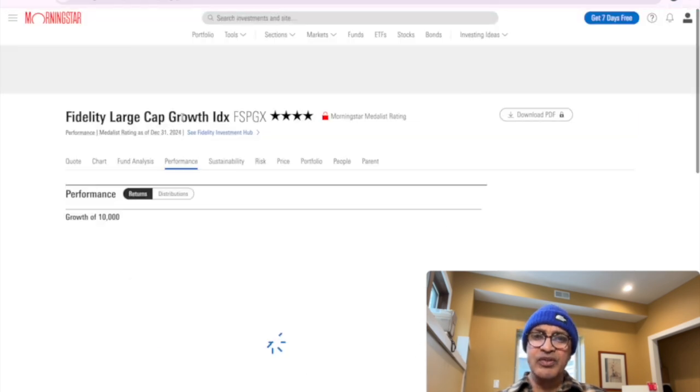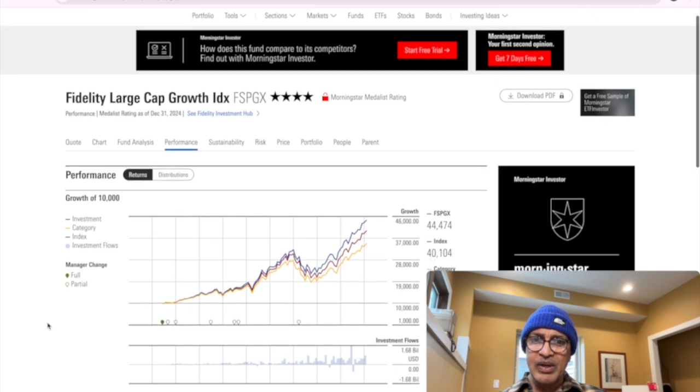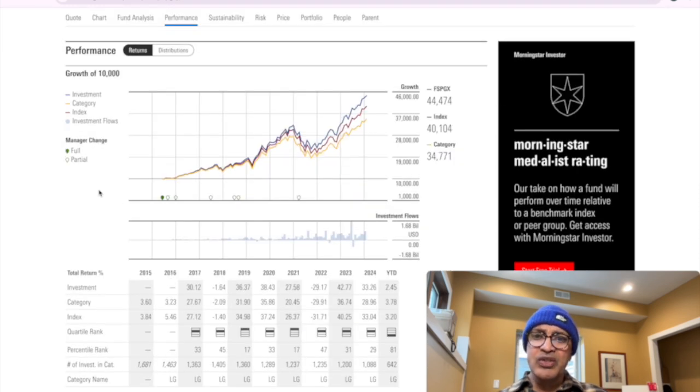This specific fund, so let's look at the performance of this fund. If you click on the performance tab, it shows a graph. What this graph is saying is, this was the inception of the fund. So when you invest $10,000 at this time, right? How has this $10,000 performed over the years?